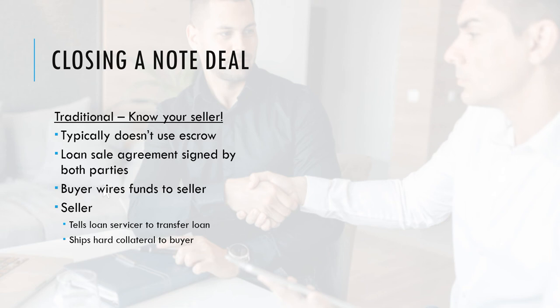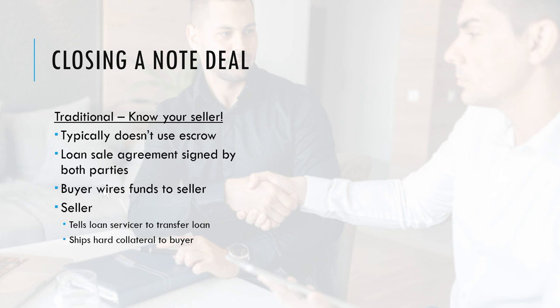So they will transfer servicing on the loan over to you, and then the seller will also ship you the hard collateral file. Having the original hard collateral file is very, very important. This is one area where I've run into problems in the past where the seller didn't ship the hard collateral file right away and I had to chase them down, or they shipped the file and there was something missing. I've always been able to get those issues worked out, but sometimes I bump into them and they're a pain in the butt.